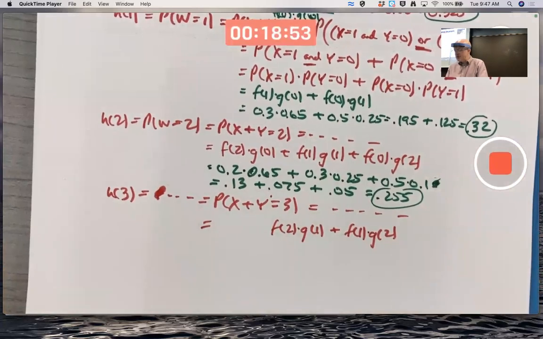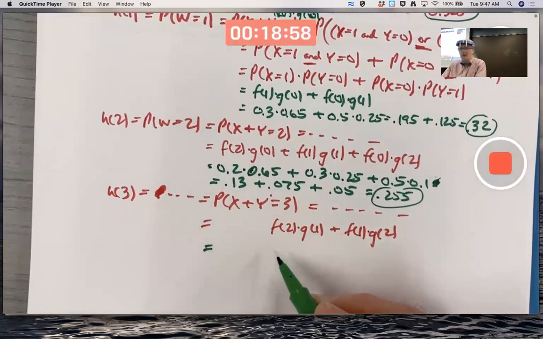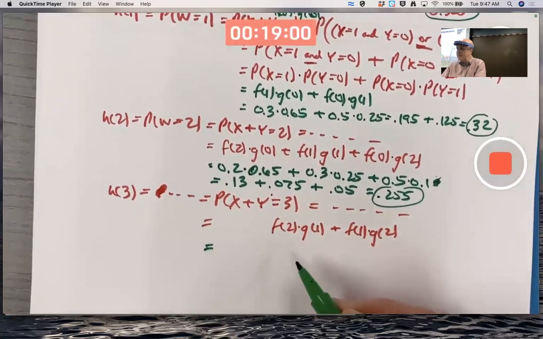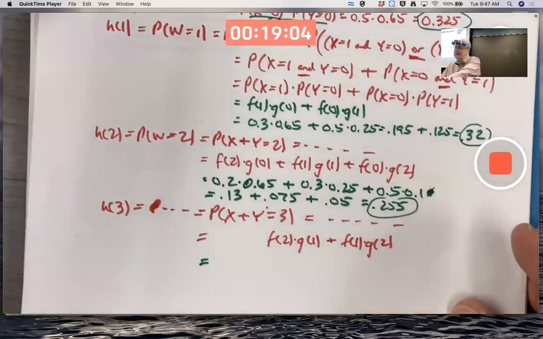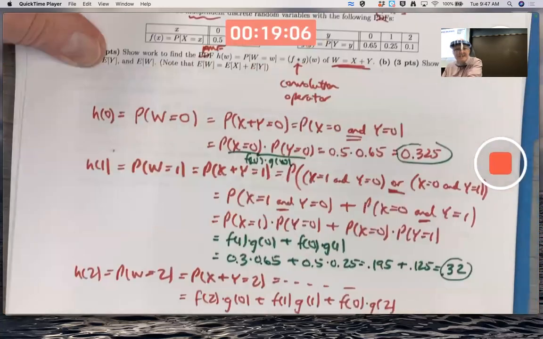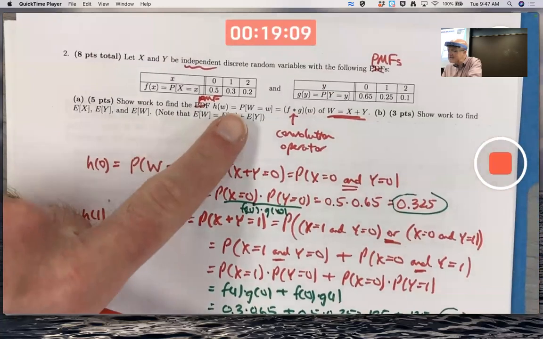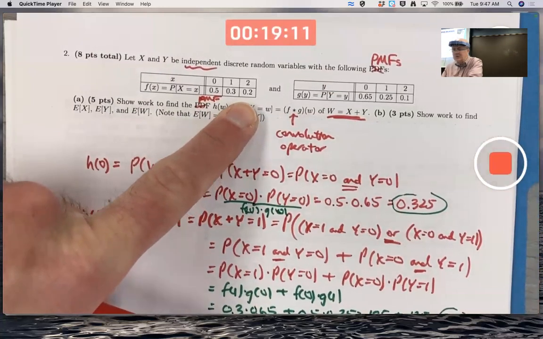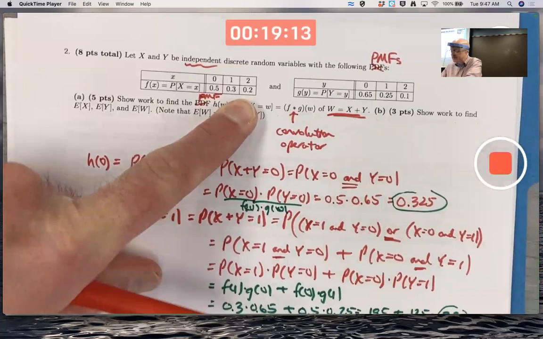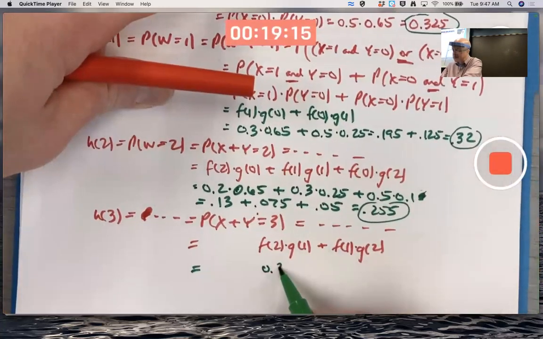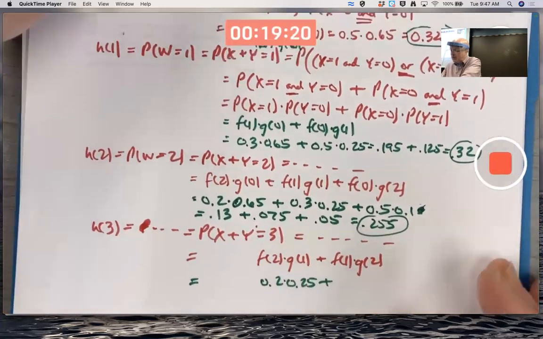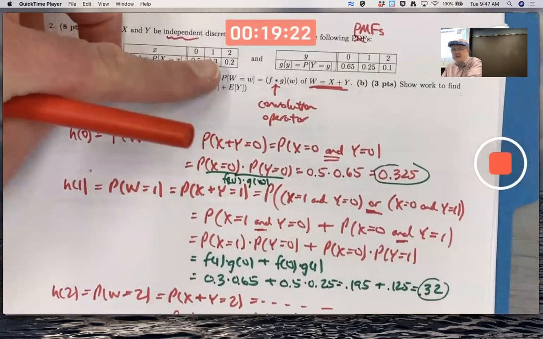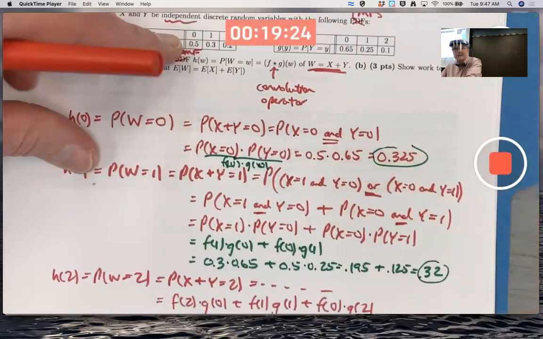I'm going to finish the calculation now by looking at the table, but continue leaving space. F of 2 is 0.2. G of 1 is 0.25. 0.2 times 0.25. F of 1 is 0.3 and G of 2 is 0.1.